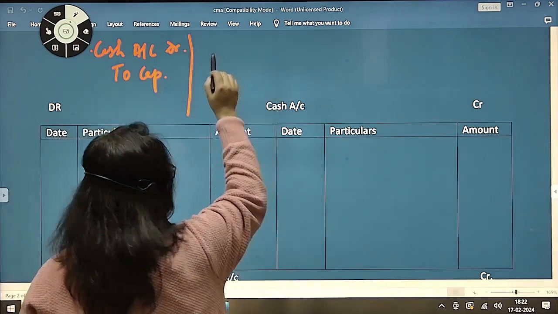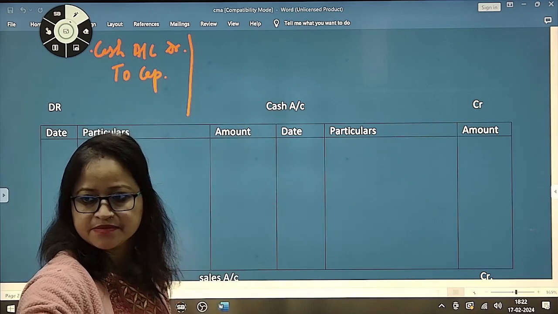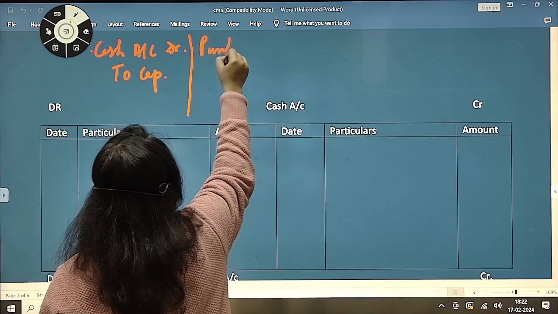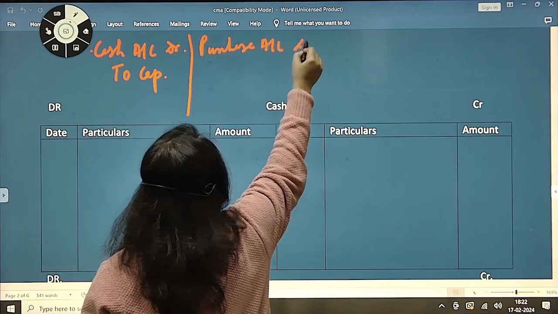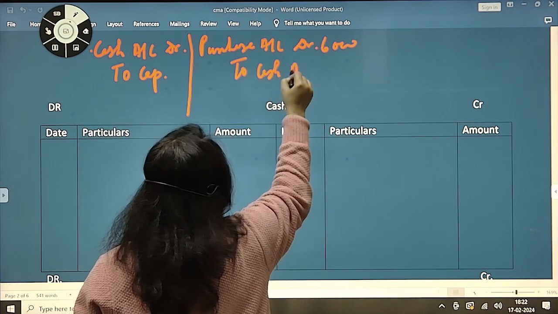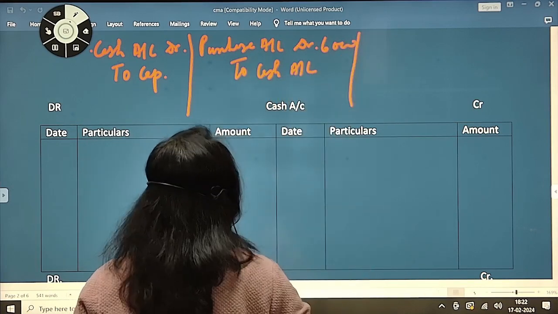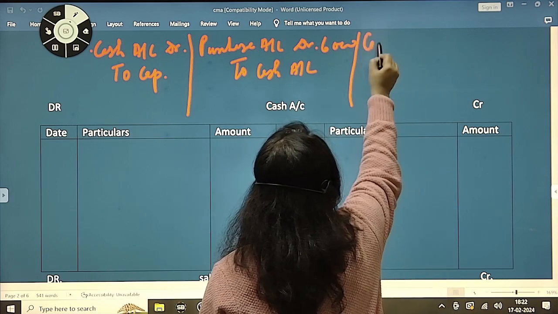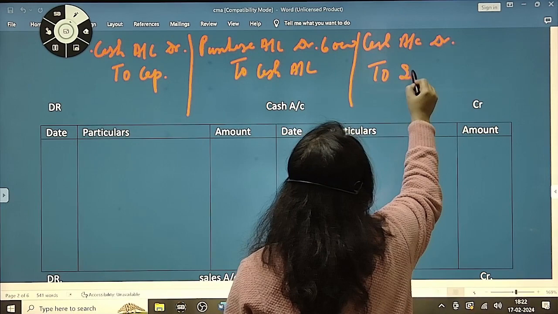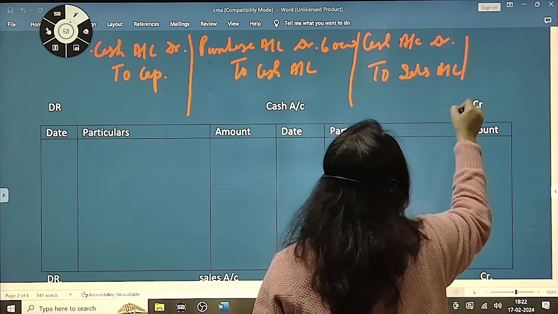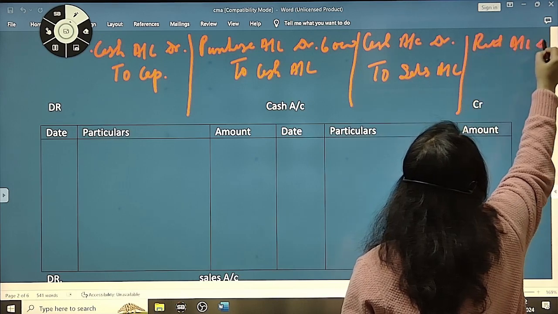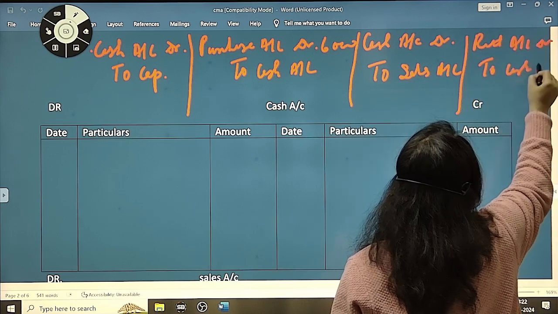Then next journal entry was purchase. Okay, so it was purchase account, debit 6,000 to cash account. This was the second journal entry. Third journal entry was cash account, debit to sales account, and the fourth journal entry is rent account, debit to cash account.